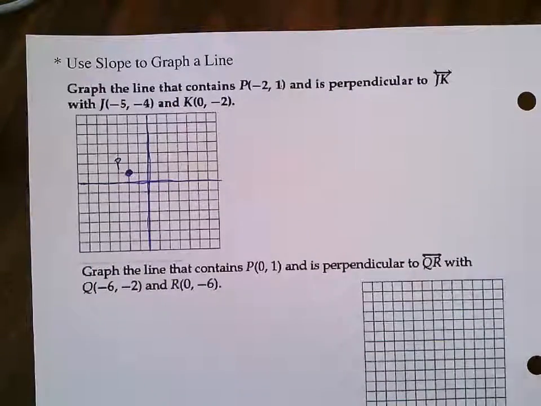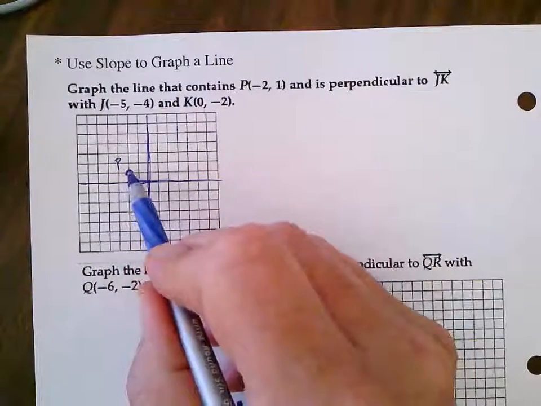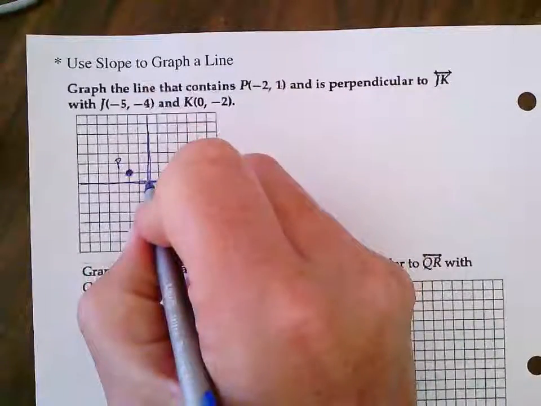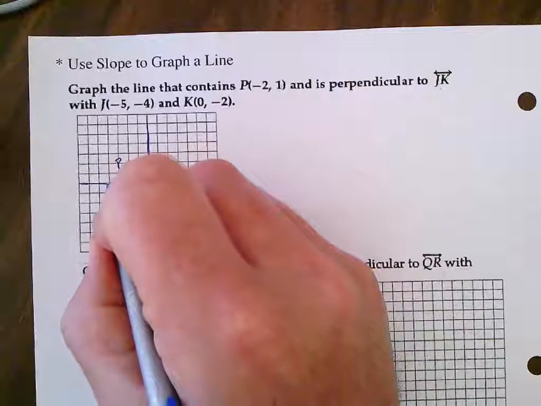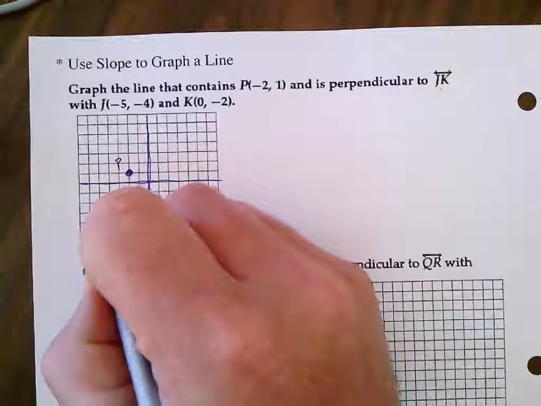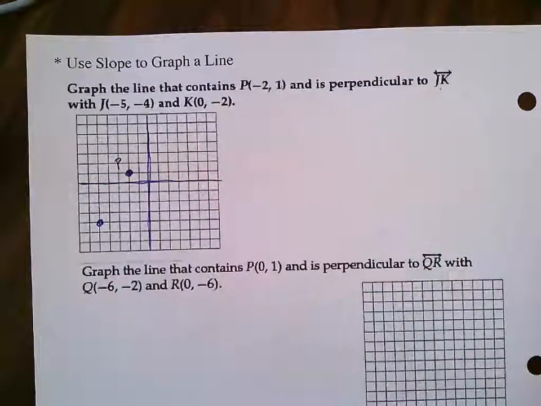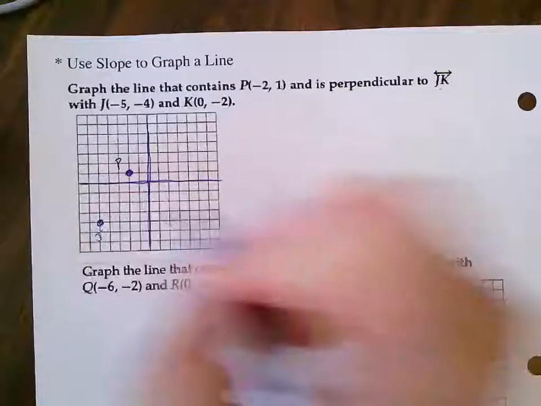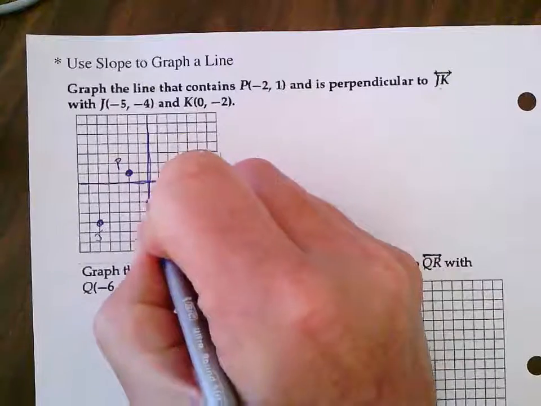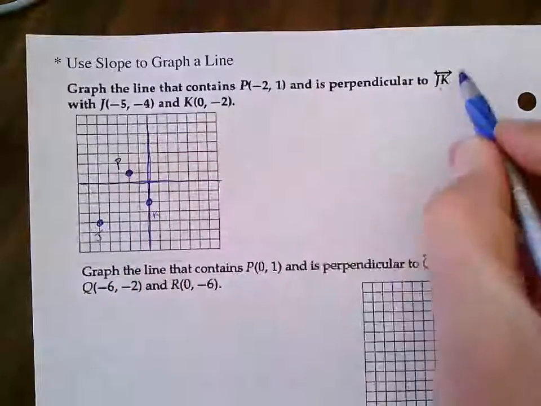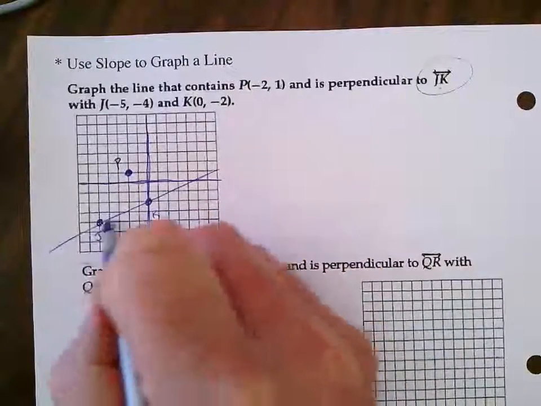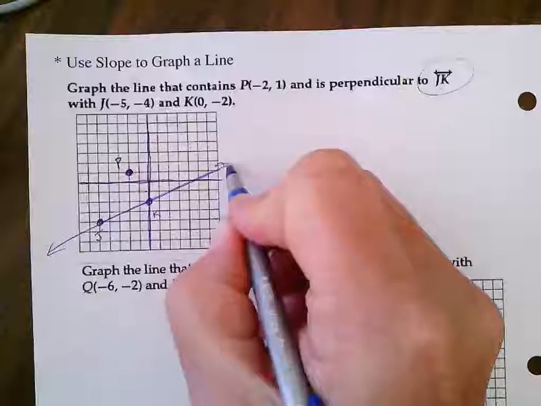And then graph the line that goes through this point and is perpendicular to JK. So let's plot JK. J is negative 5, 4. I'll count 1, 2, 3, 4, 5, and then 1, 2, 3, 4. I think I got that right there, and that's J. Then I got K at 0, negative 2. So there's K at 0, negative 2. Okay, so JK is a line. So I'm going to draw a line. I don't have a ruler, but I'll do the best I can. So there's your line.